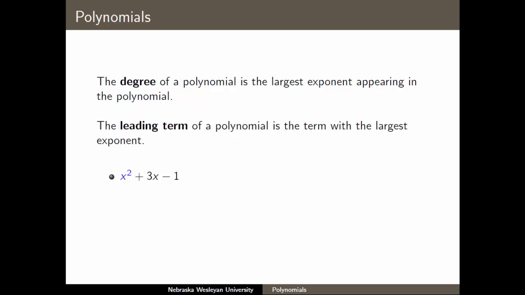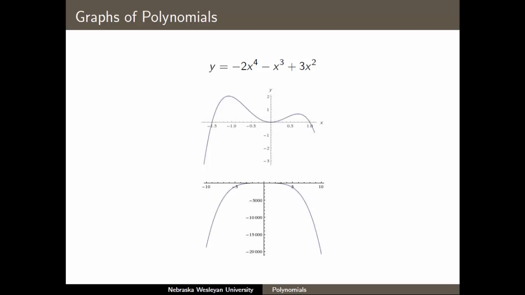So for example here, the degree is 2, and the leading term is x squared. Here the degree is 99, and the leading term is negative 4x to the 99. And here the degree is 3, and the leading term is square root of 2 times x cubed. So here I have another example polynomial.